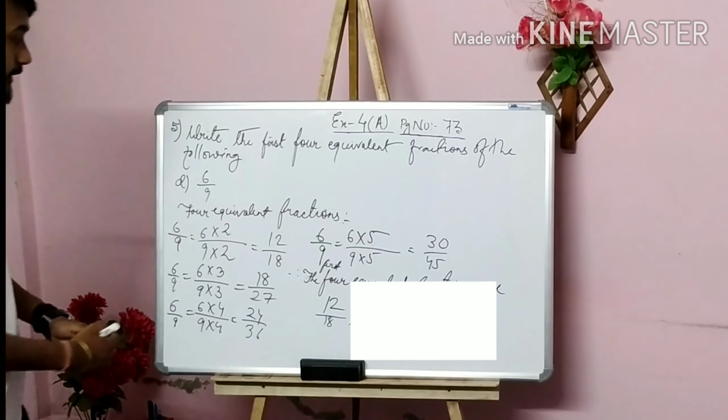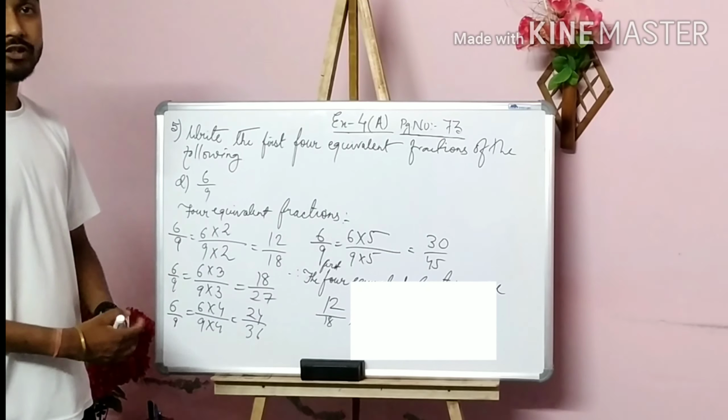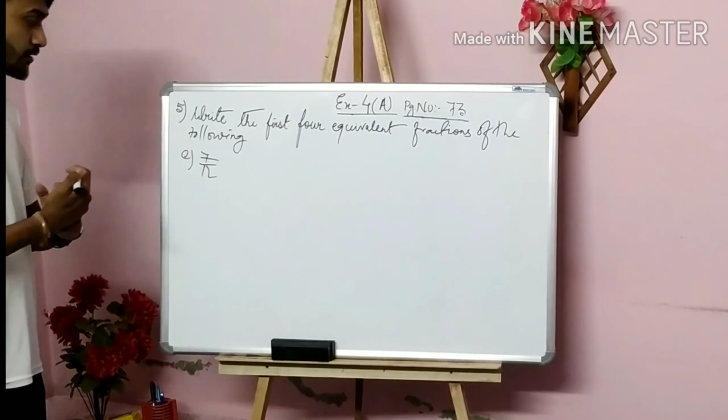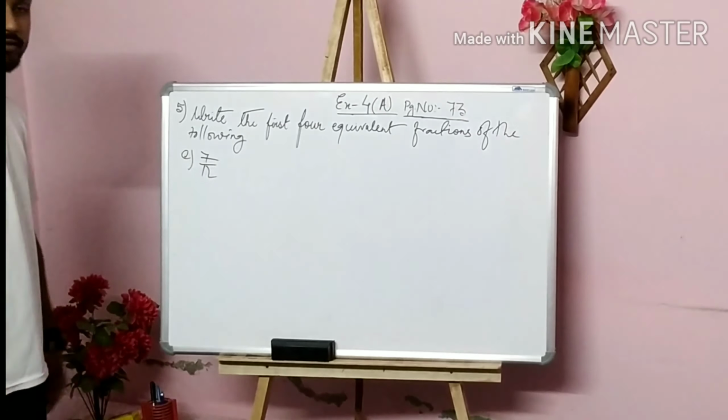Okay, so students, I think you have noted down this question. Now we are going to do one more question of this kind. Okay, so students, we have done one question. Now we are going to do another question of it. 7 by 12 is there.